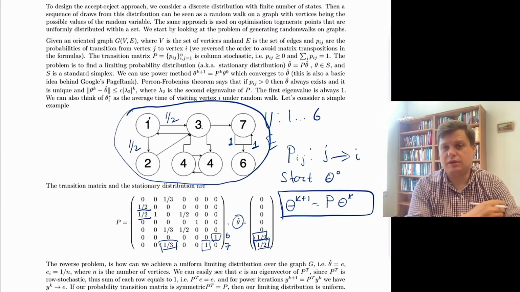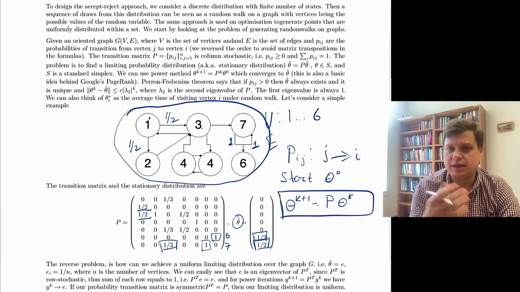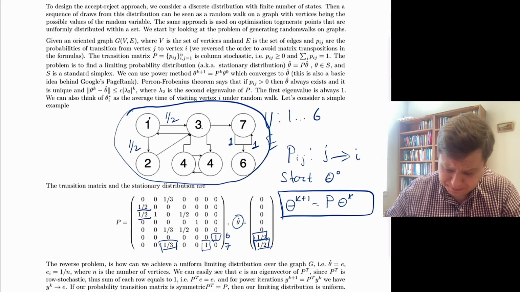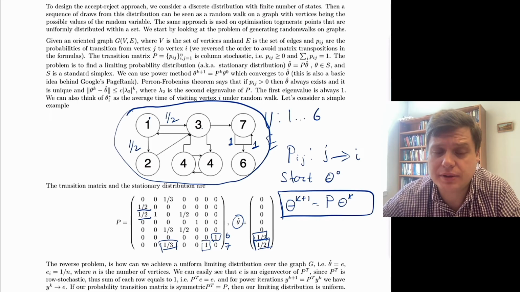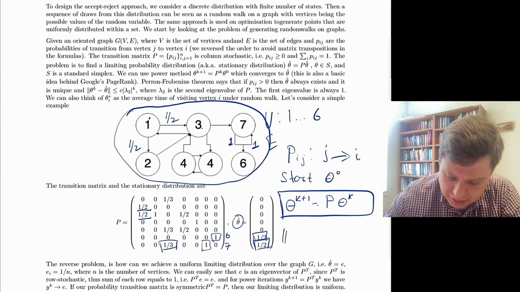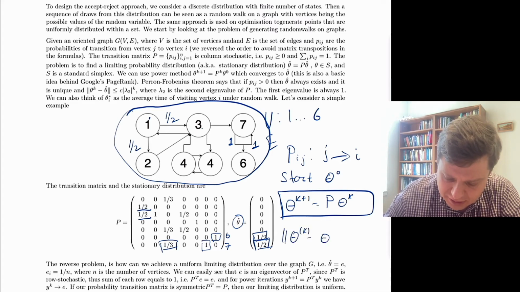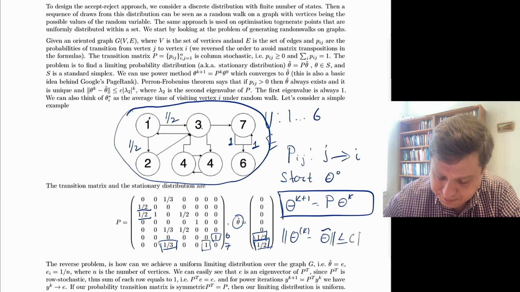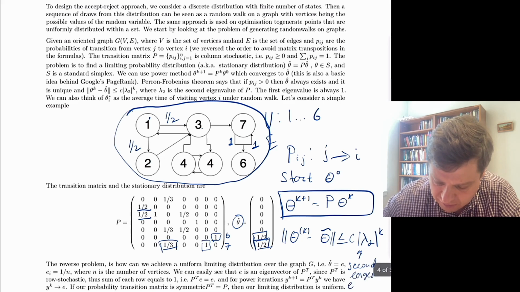You do it until you have what is called stagnation, so your thetas stop changing, and then you find the stationary distribution. And you can say some nice mathematical properties about the convergence rate. In this case, the norm of theta k minus theta hat, where theta hat is the true value of the stationary distribution, the difference between those two in the 2 norm, is going to be bounded by the absolute value of lambda 2 to the power k. And this one is the second largest eigenvalue of P.